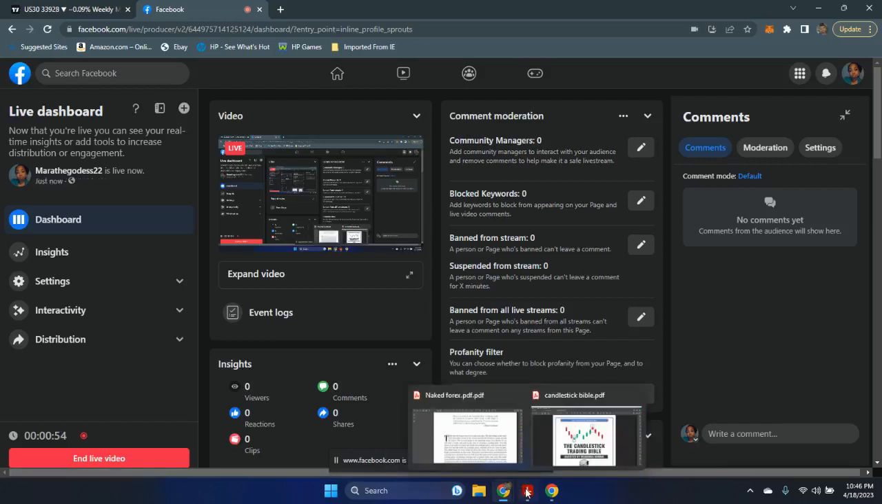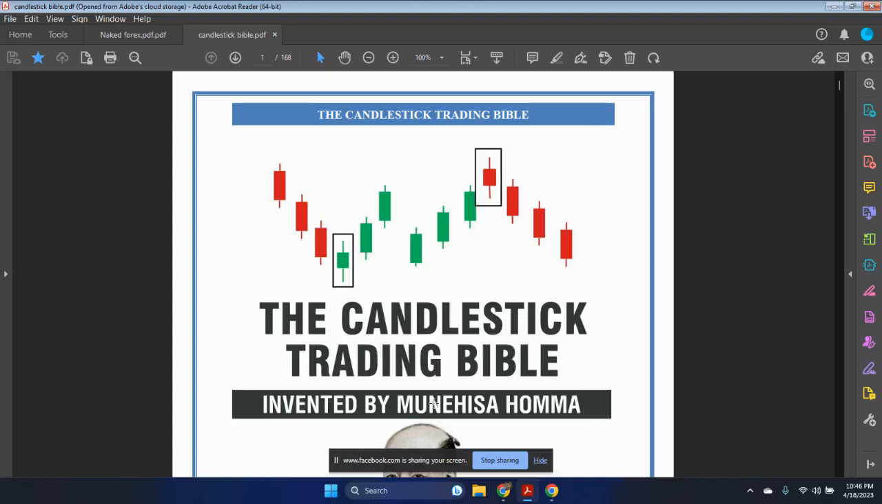We are going over the Candlestick Trading Bible. This is a free download. You can download it from any of your internet browsers. Also, you could purchase it from Amazon or different websites as well. When I first learned, I didn't have any money. I downloaded it for free, printed it out, put it in a notebook, and I learned that way.